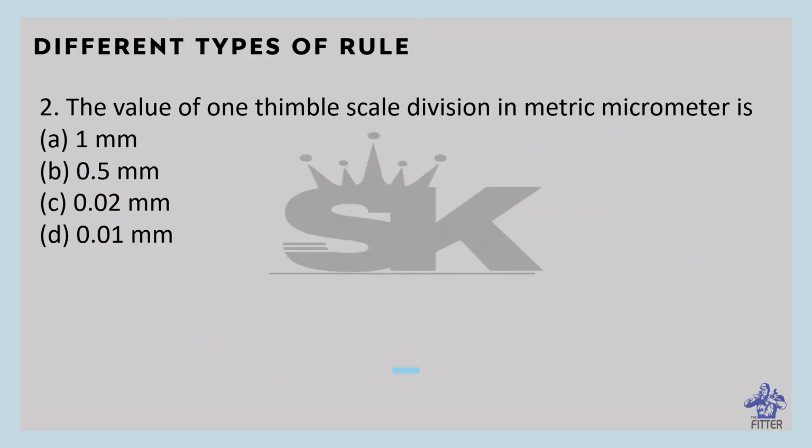The value of one thimble scale division in a metric micrometer is 0.01 mm. The micrometer works on the principle of screw and nut. The longitudinal movement of the spindle during one rotation is equal to the pitch of the screw.